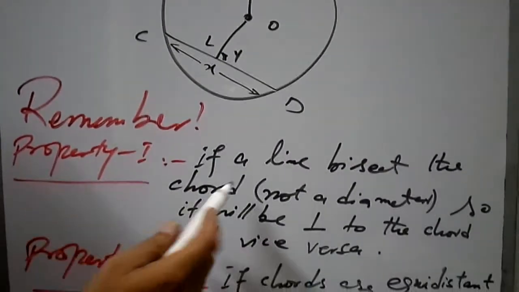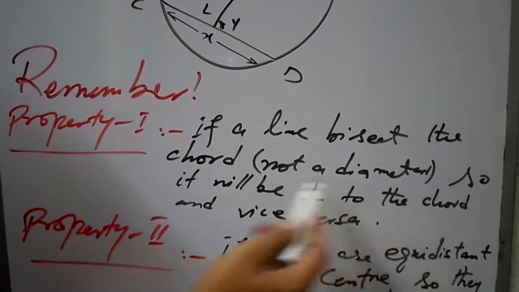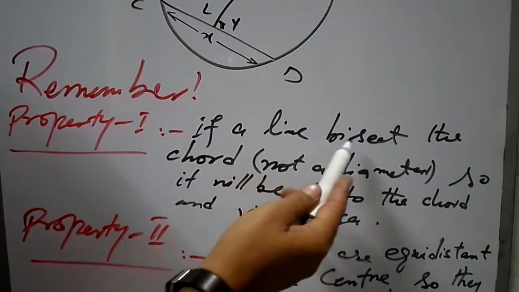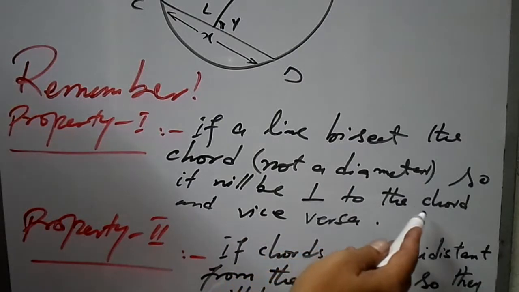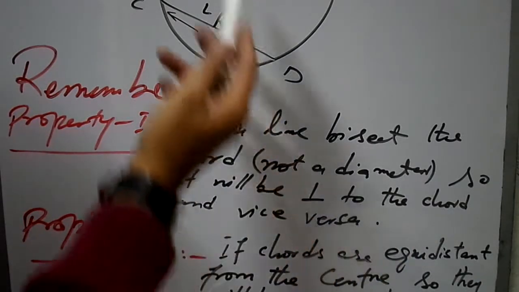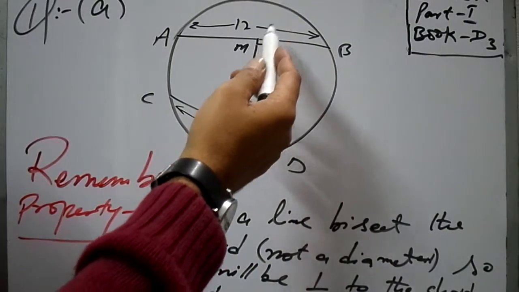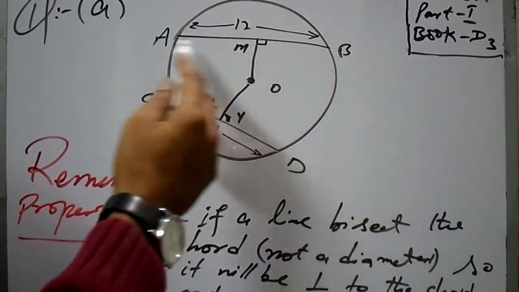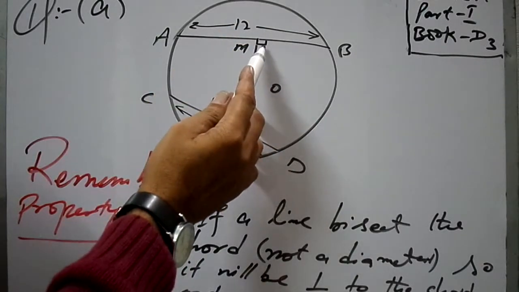Property number 1: if a line bisects the chord, not a diameter, it will be perpendicular to the chord, and vice versa. For example, you see here a line that bisects the chord. If this line bisects the chord AB, it will be perpendicular, that is, making a 90 degree angle.